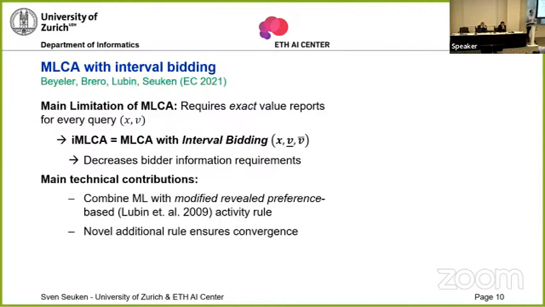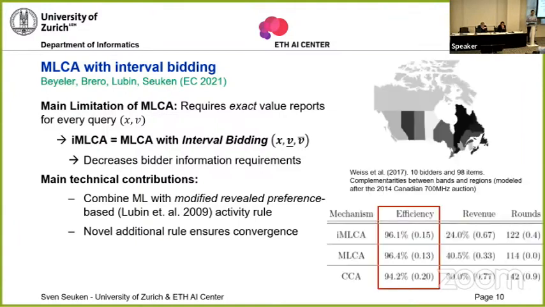On the technical side, our main contributions there were to combine the machine learning algorithms we had previously developed with a modified revealed preference-based activity rule that made sure that as the rounds progressed, the bounds around the values were being tightened so that over time, the mechanism was eliciting enough information to converge towards the efficient allocation. We ran similar simulations as before, and the positive result here is that even though IMLCA is getting much less information than MLCA, it's achieving almost the same efficiency.